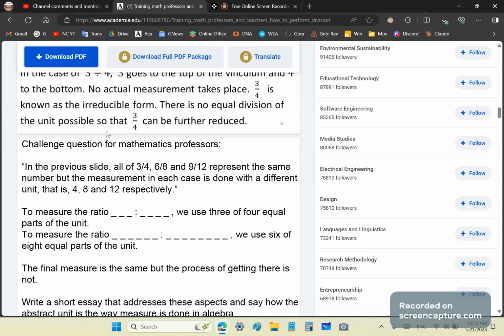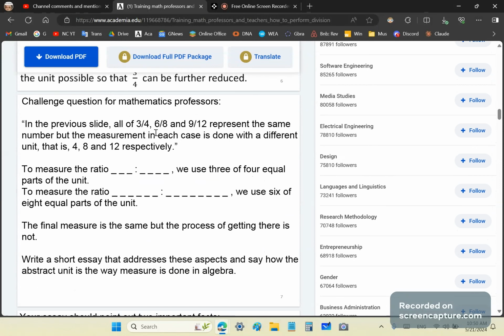In this previous slide, all of 3/4, 6/8, and 9/12 represent the same number, but the measurement in each case is done with a different unit. That is a unit composed of 4 equal parts, 8 equal parts, and 12 equal parts respectively. Thus, to measure the ratio 3/4, we use 3 of 4 equal parts of the unit.